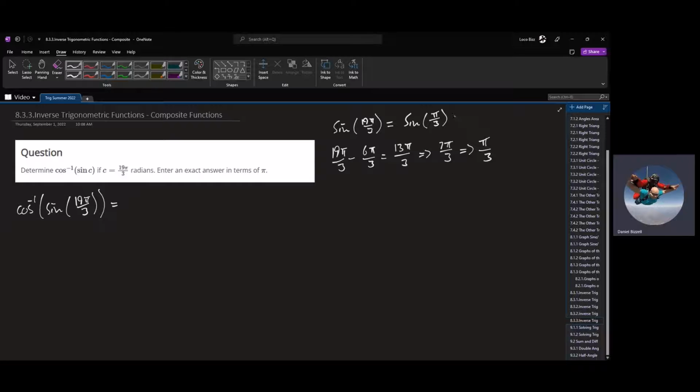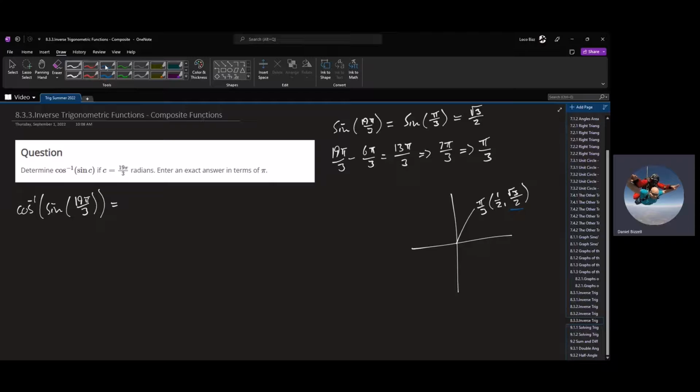And this is an angle that we could know on the unit circle. So let's go ahead and draw us our little unit circle, and let's look at pi over 3. We know the x-coordinate at pi over 3 is 1/2, and the y-coordinate is square root of 3 over 2. So since we're looking at our sine of pi over 3, we're looking for our y-coordinate, which is the square root of 3 over 2. So we know that sine of 19 pi over 3 is equal to sine of pi over 3, which is also just equal to the square root of 3 over 2.